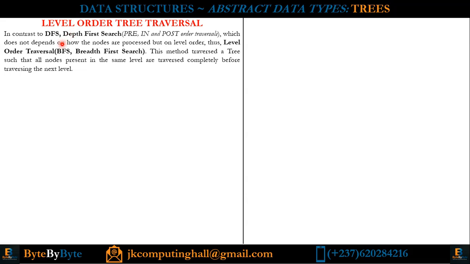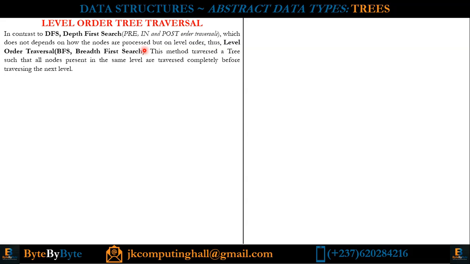In contrast to DFS, that is depth first search, because depth first search, pre, in, and post are grouped as depth first search. So in contrast to DFS, which does not depend on how the nodes are processed, but on level order, thus level order traversal, BFS, breadth first search. So what are we saying here? BFS depends not on how the nodes are processed, but on the level order, that is, we process them level by level, which is not the case of DFS because DFS depends on the different arrangement, the position of the nodes.